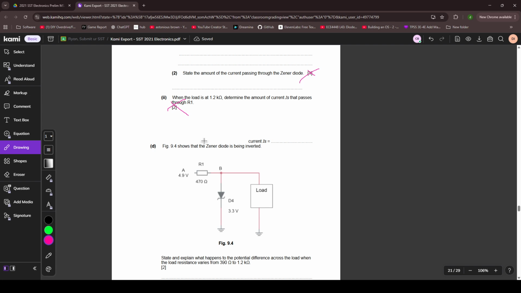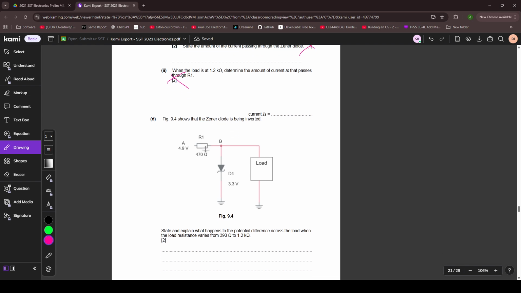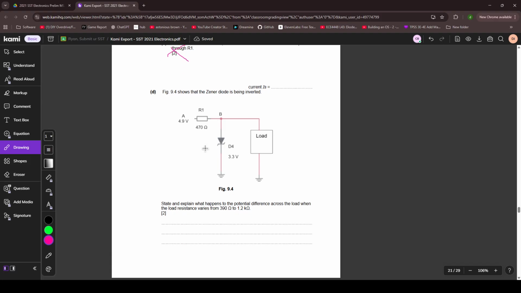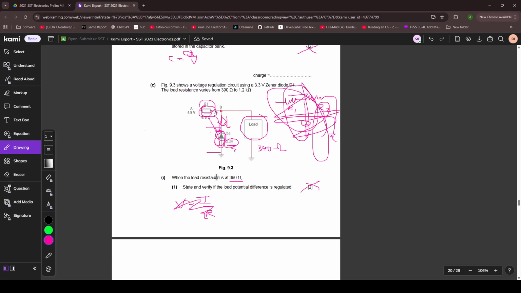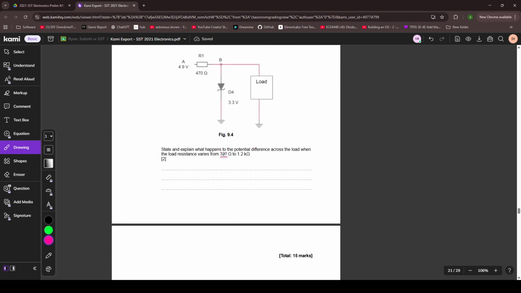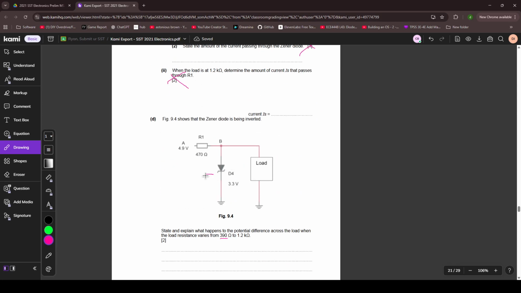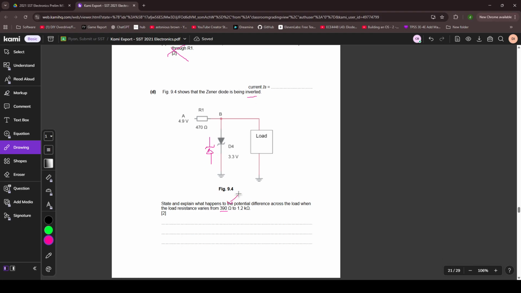9.4 shows that the Zener diode is being inverted. The wording is terrible. State and explain what happens to the PD across the load. For 390, the facts we need to know are: when it was not inverted, would the Zener diode have regulated the voltage at 390 ohms? Would it have regulated the voltage at 1.2 kilo ohms? For this, no. For this, yes.